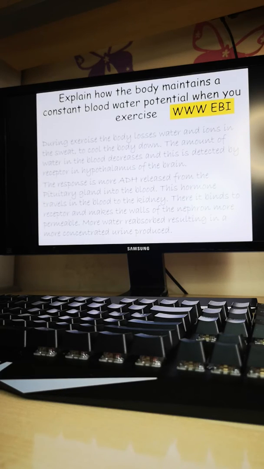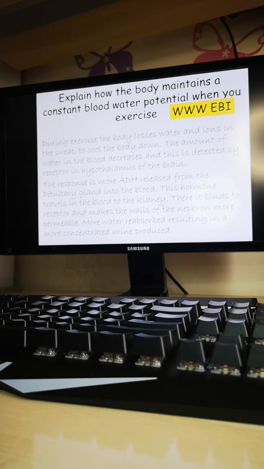During exercise, the body loses water and ions in the sweat to cool the body down. The amount of water in the blood will decrease, and this is detected by a receptor in the hypothalamus of the brain. The response is more ADH released from the pituitary gland into the blood. This hormone travels in the blood to the kidney, where it binds to receptor and makes the walls of the nephron more permeable. More water reabsorbed, resulting in a more concentrated urine produced.